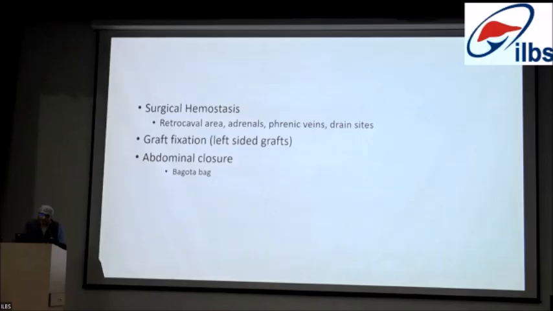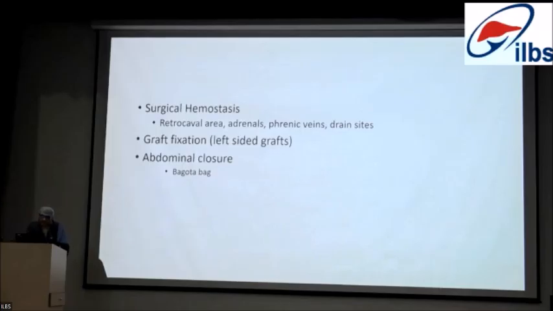The most important part is surgical hemostasis, because this is odd-hour surgery and the whole team is tired. So after the biliary anastomosis, we take a break, freshen up for 10 minutes, and after that, with a cool mind, we do surgical hemostasis. Some of the important areas we always look at are retroperitoneal areas, where bleeding from small veins can be disastrous, especially the adrenals, phrenic veins, and most important, the drain sites.